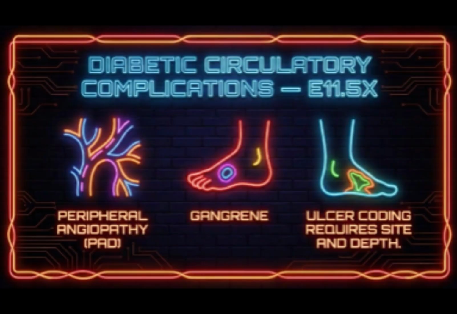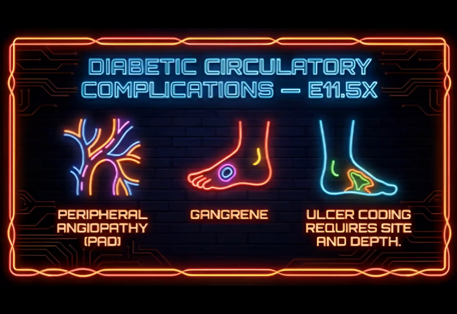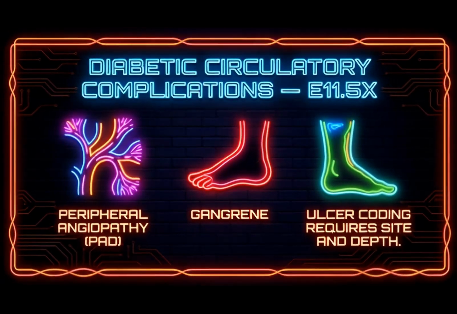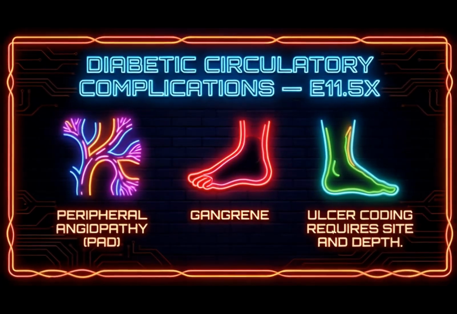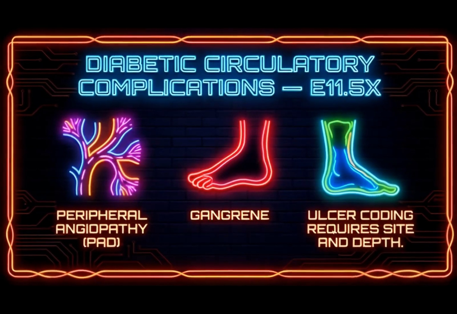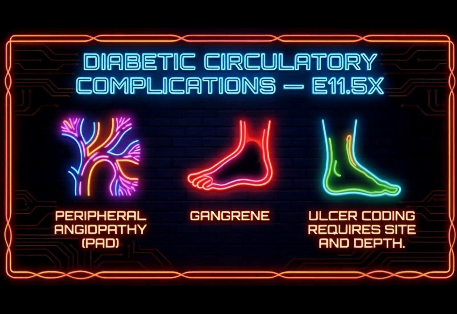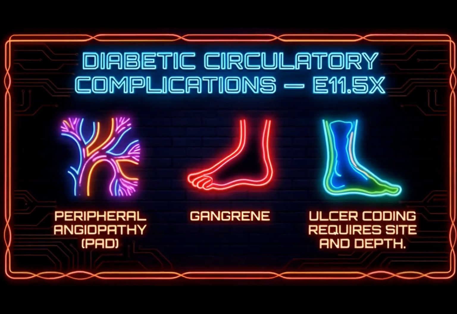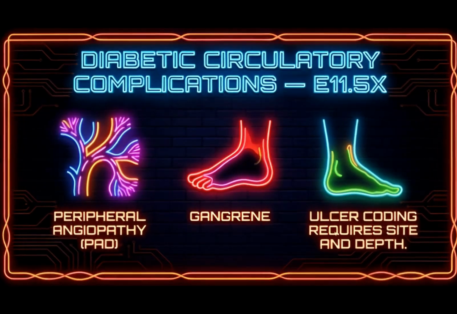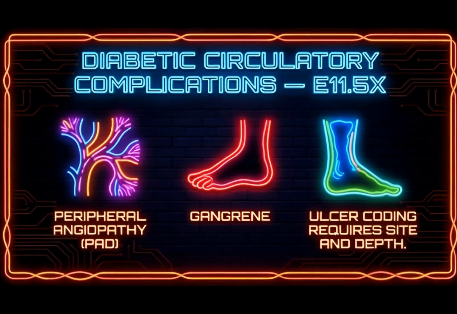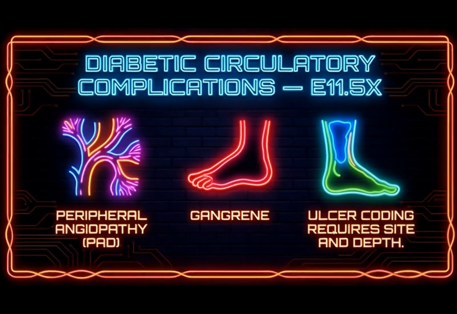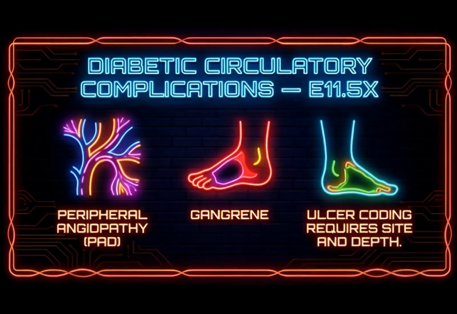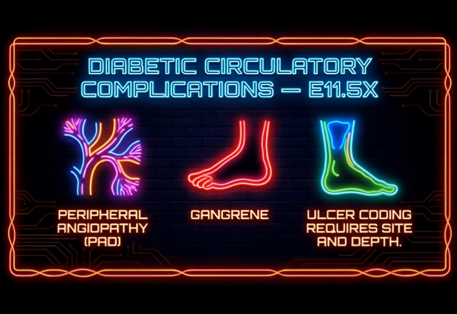Diabetic circulatory complications, coded under E11.5X. This category includes key vascular issues linked to diabetes. Peripheral angiopathy, often referred to as PAD, reduced blood flow to the limbs. Gangrene, a severe, limb-threatening consequence of poor circulation. And diabetic ulcers, where coding must always specify the site and the depth of the wound. E11.5X, capturing the full spectrum of circulatory complications in diabetes.